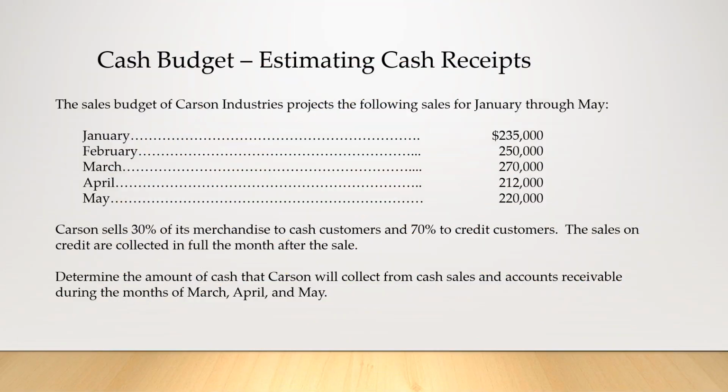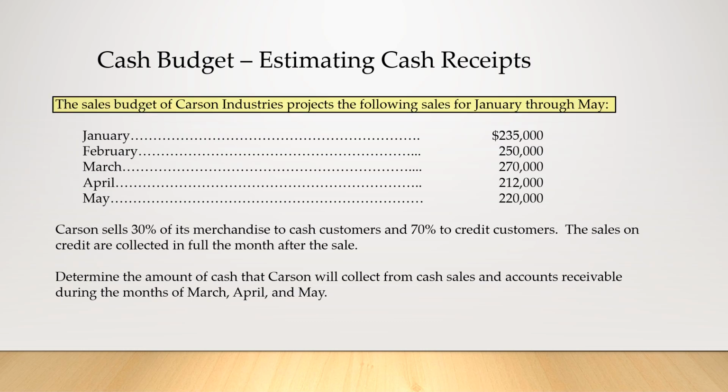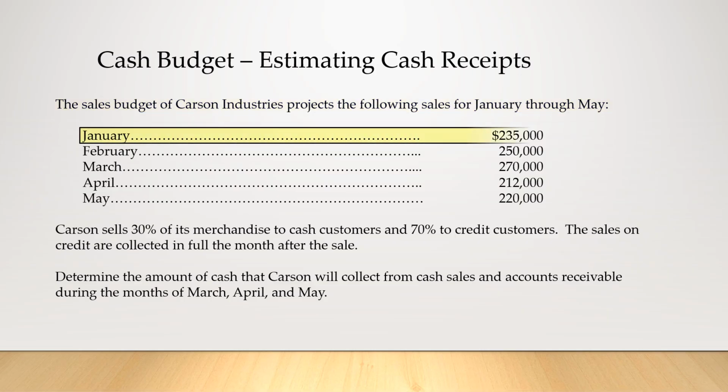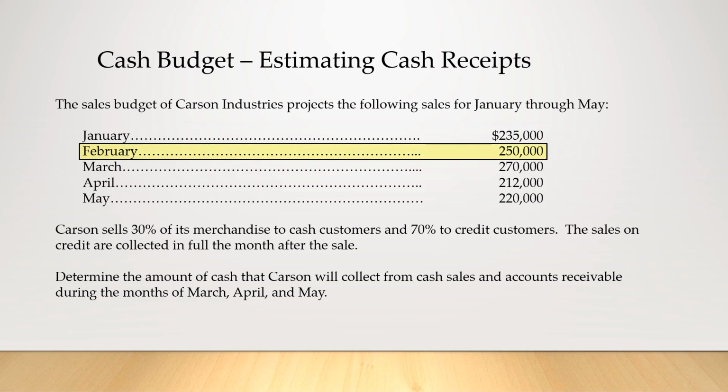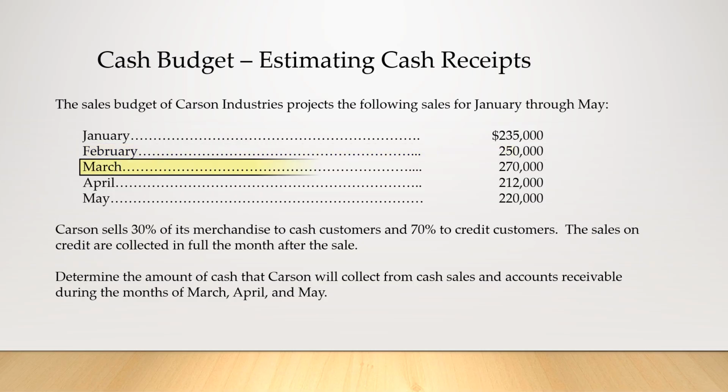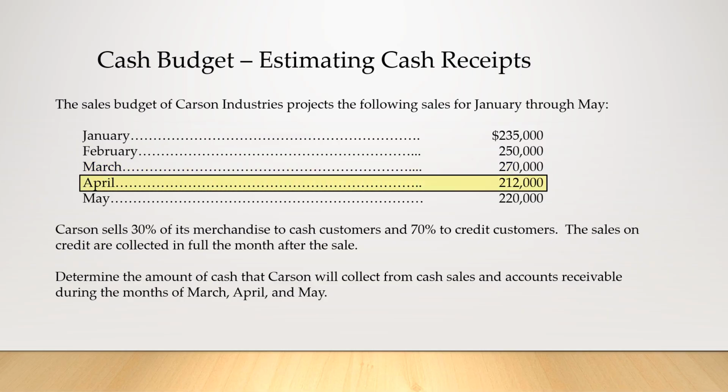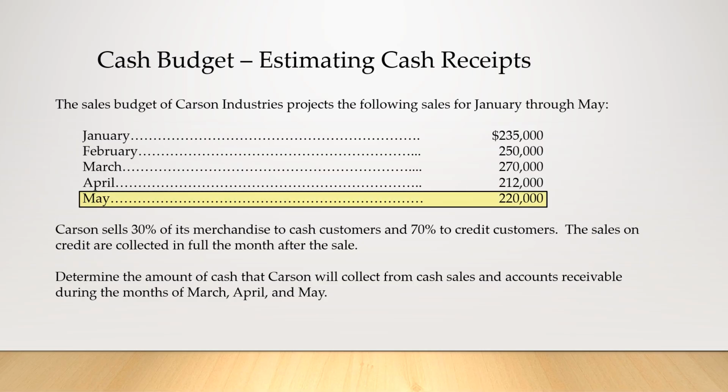Turn to page 10 so we can tackle a cash budget, starting with cash receipts. The sales budget of Carson Industries projects the following sales for January through May. In January, $235,000. In February, $250,000. In March, $270,000. In April, $212,000. And in May, $220,000.